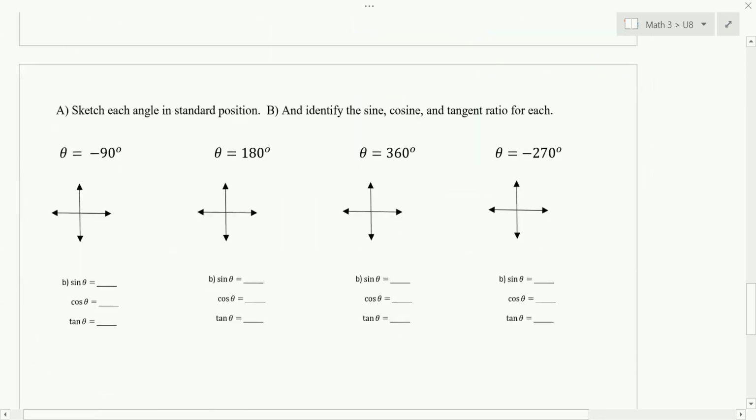These next angles are what we call quadrantal angles because they land on the x-axis or the y-axis, and you don't have a reference angle, you don't have a triangle that you can draw. And so we need another way, and it's actually a pretty easy way to come up with the sine, cosine, and tangent on these.